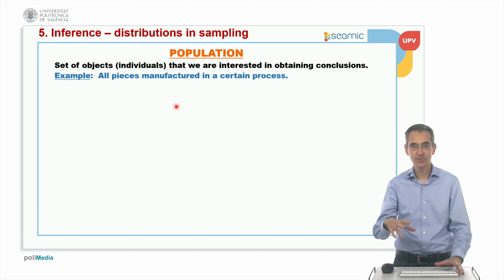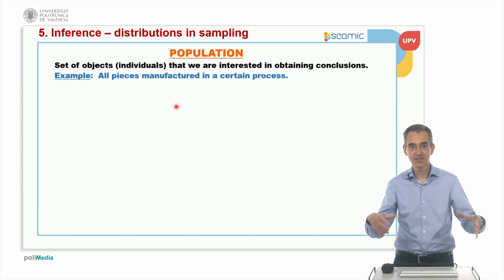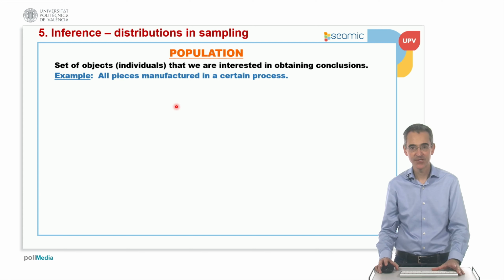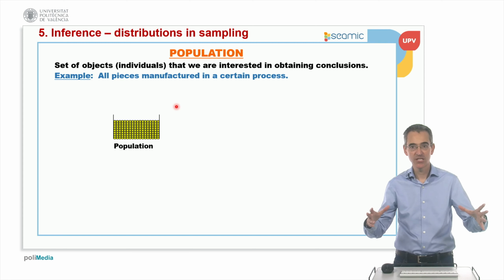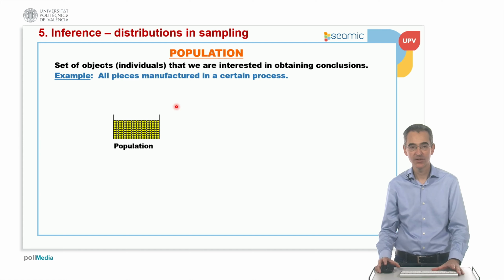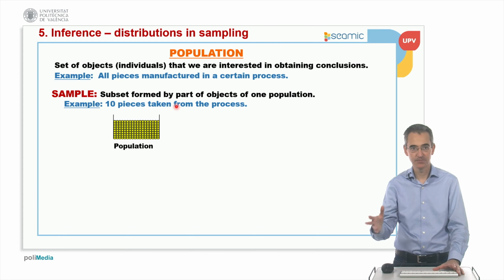For example, if we are in an industrial process where we are manufacturing a product or a piece, then all pieces or all products that are manufactured would be the population. Usually the population is quite large, so we don't have the information about all the individuals. So what we do is to take a sample from the population.